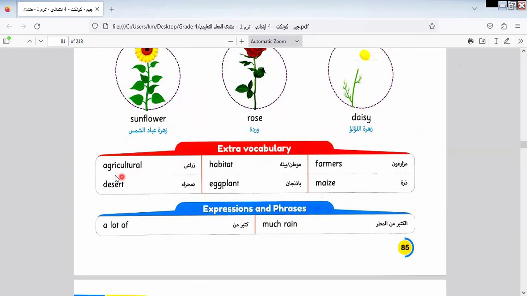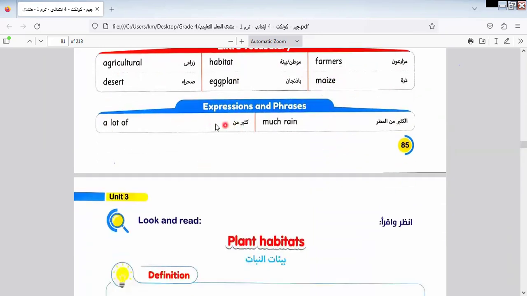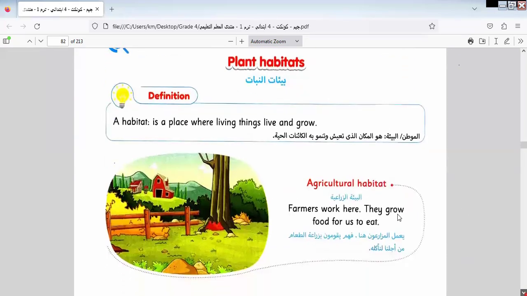Okay, here we have agriculture, desert, habitat, eggplant, flowers, and maize. Here is maize. Here we have some expressions I would like you to know: a lot of and much rain. Okay, let's continue the rest of this lesson.